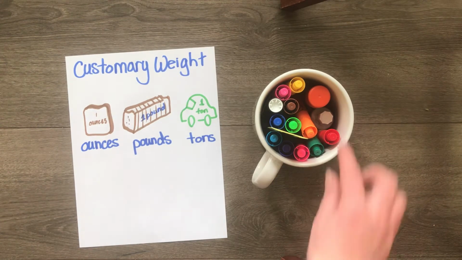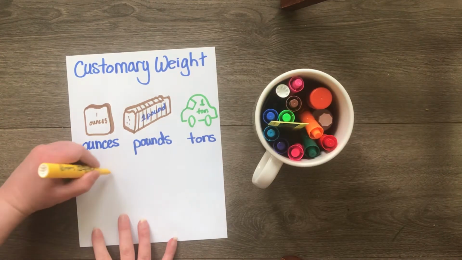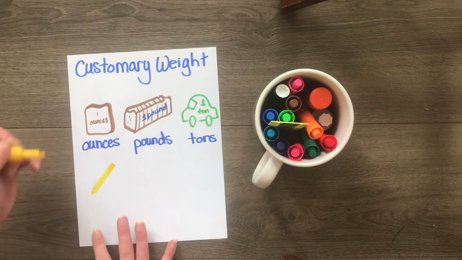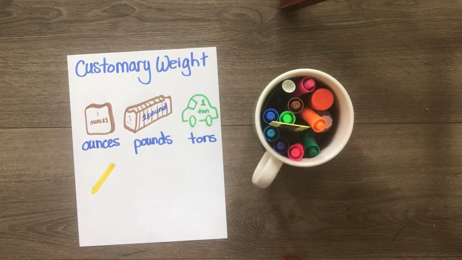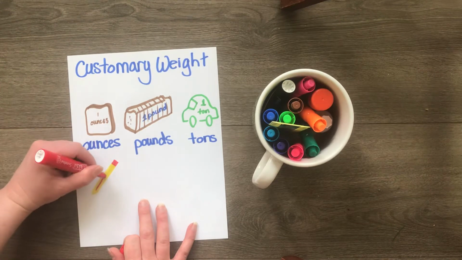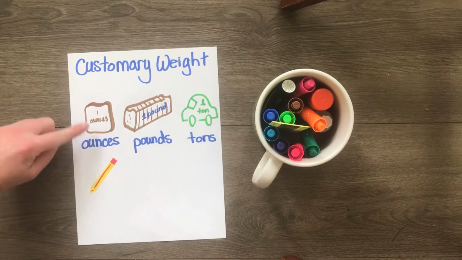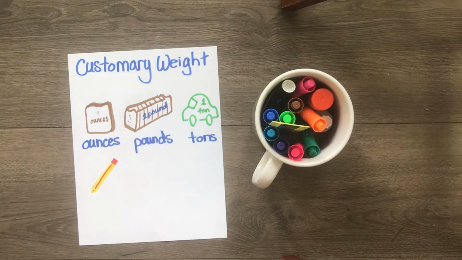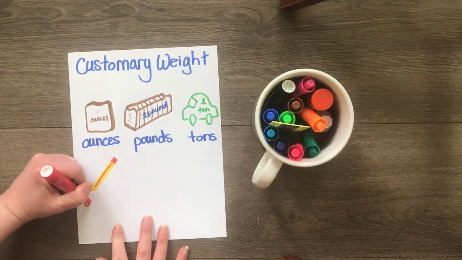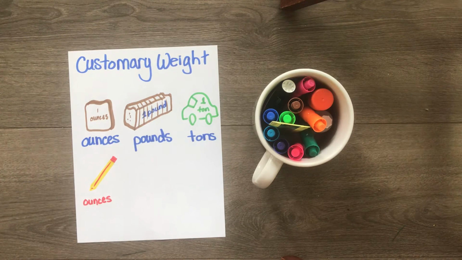Okay, so let's do our first example. Let's pretend we have a pencil. So how would we weigh this pencil? How would we measure it? Would we measure it using ounces, pounds, or tons? That's right. We would definitely measure this using ounces. We would definitely measure a pencil using ounces because a pencil is very light.